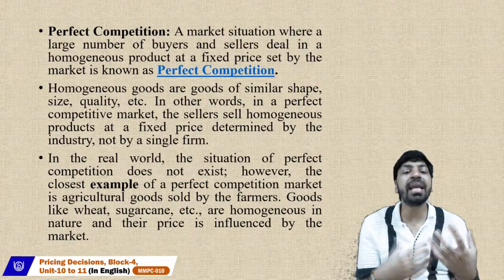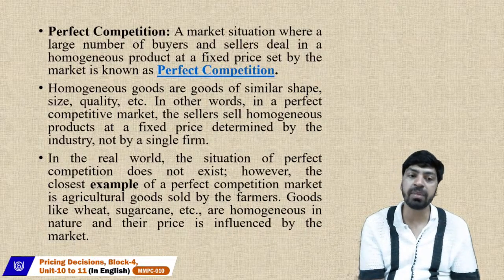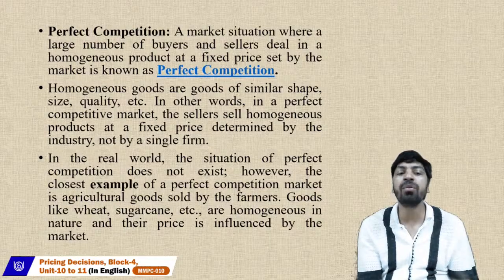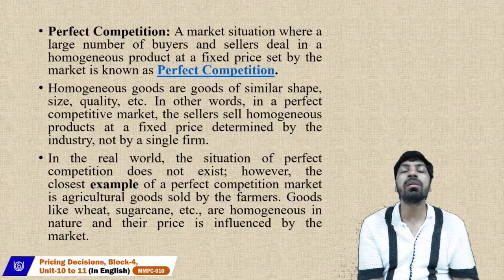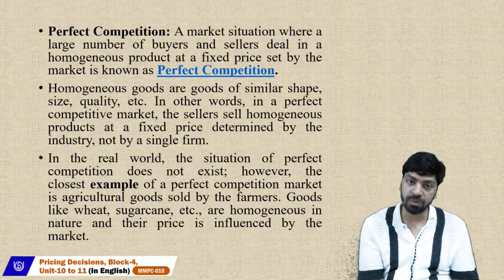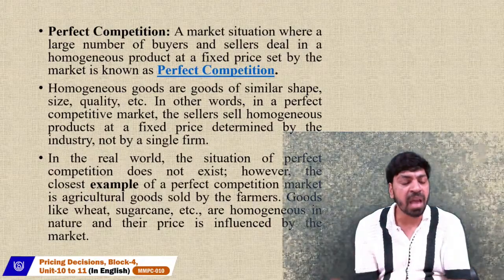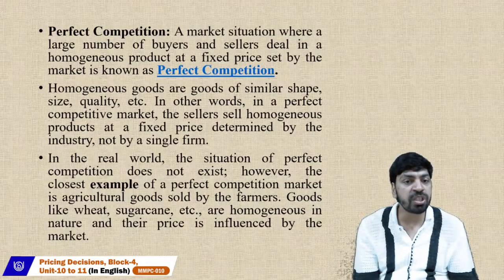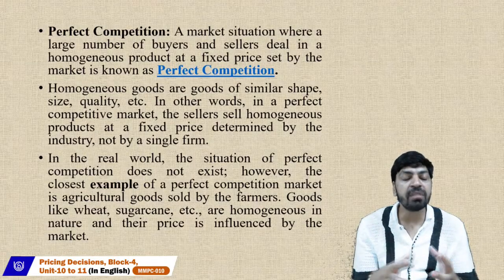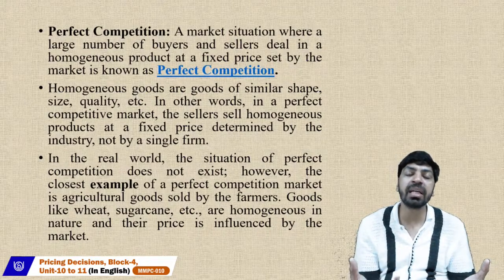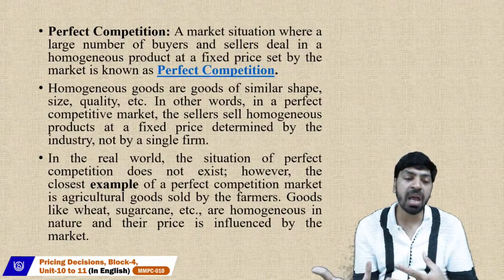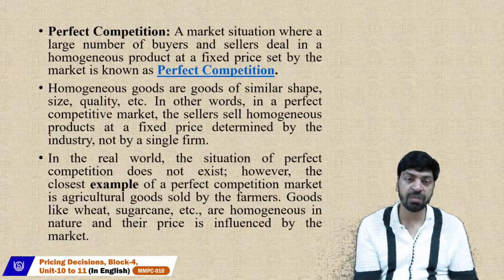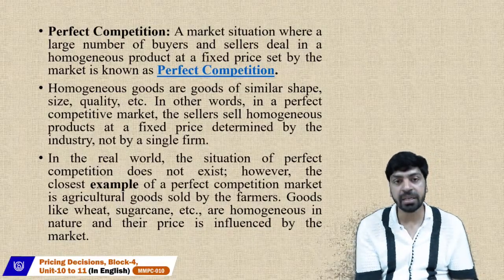So we can talk about the agricultural goods which are sold by the farmers, like wheat and sugarcane. Agricultural goods are homogeneous in nature. Their price is also influenced by market forces. It totally depends upon the demand and supply of the goods and services. So agricultural goods are homogeneous in size and quality, and it totally depends upon the demand and supply of such goods. And that's why it comes under perfect competition, which is a perfect example of such a market situation.